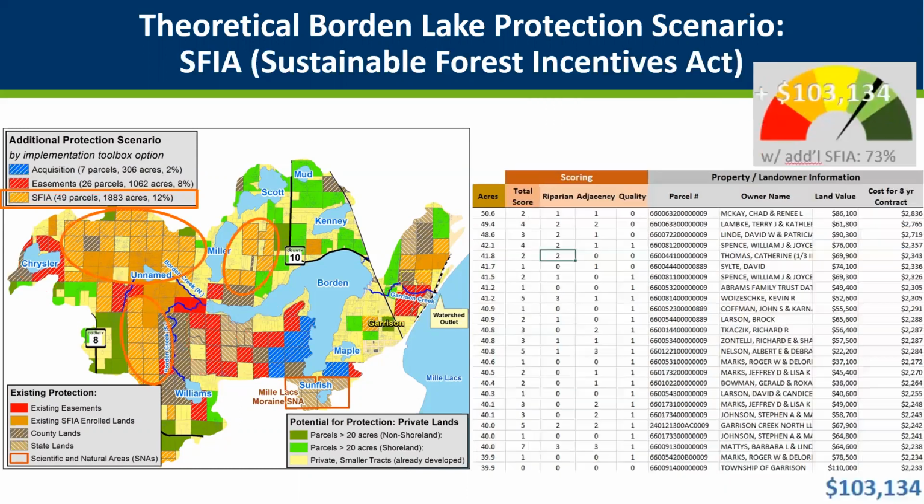Next slide. Okay, now we're just looking at SFIA. In other words, those 8, 20, or 50-year forest contracts. They're a covenant that goes on the deed. And let's say we got 12 clicks from that. These are much cheaper. It isn't permanent protection, and that's an annual cost, so it's $103,000. But it was 12 clicks, taking us all the way up to 73%.